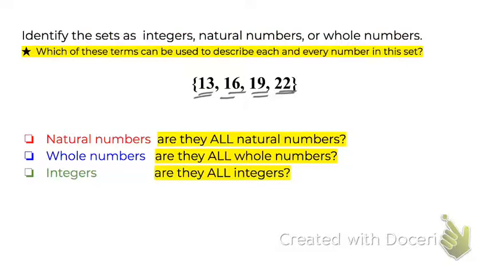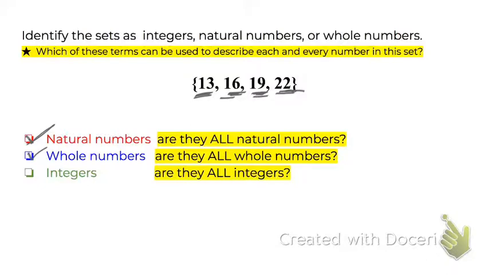Natural numbers are just positive, regular numbers. These are all whole numbers. Also, 0 is a whole number, but positive numbers and then 0 are whole numbers. It doesn't have to include 0 in the set to say these are whole numbers. Whole numbers include all those natural numbers and 0.